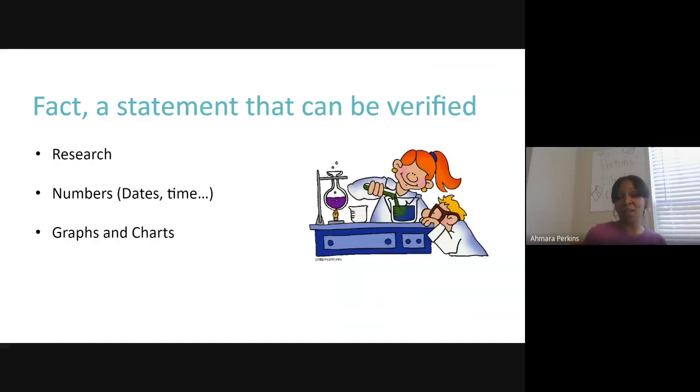So bear with me. A fact statement can be verified. You can do some research. Is it research based? Do you see numbers and dates? Do you see graphs and charts? Those things are indications that it is a fact.